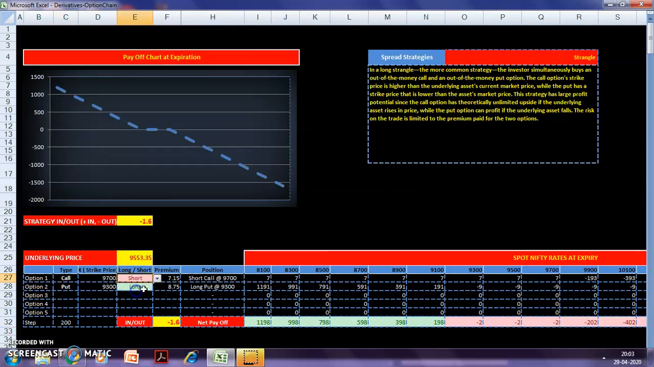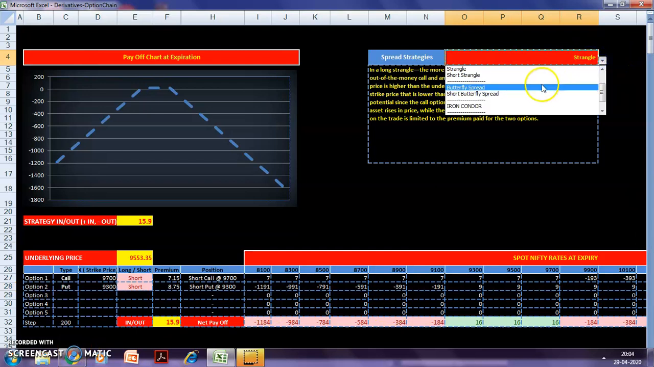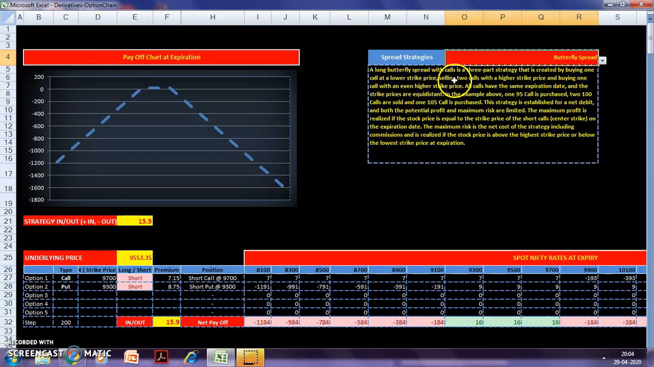And you can short it as well. When you don't expect the market to increase, you get this mirror image. And we can also do some butterfly spreads.